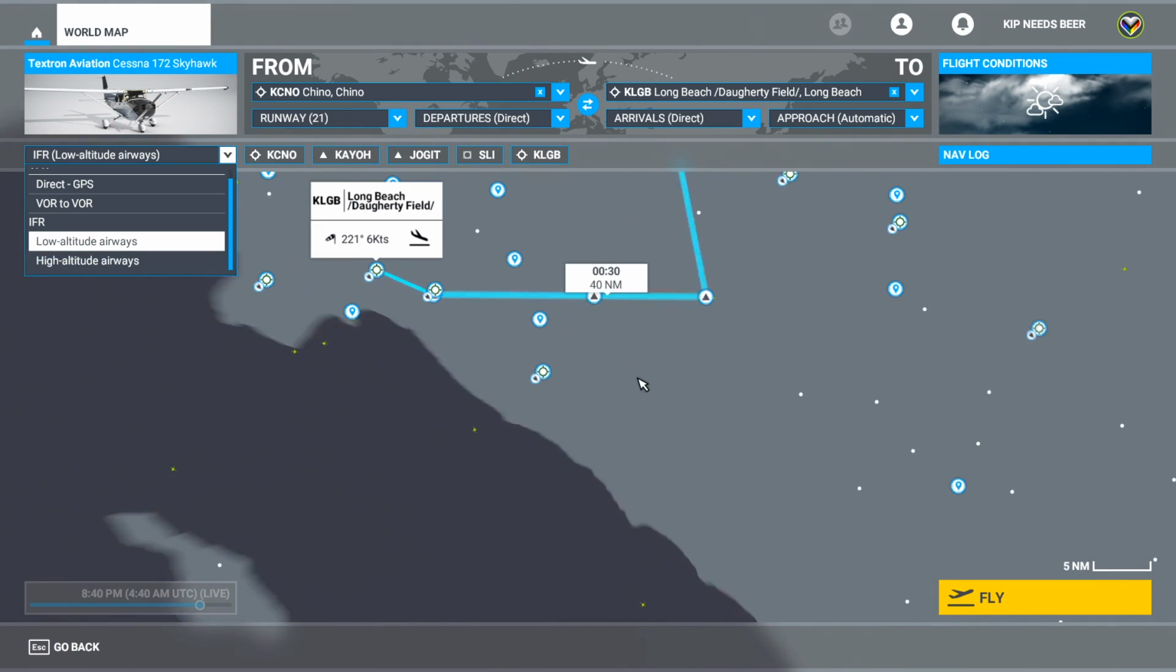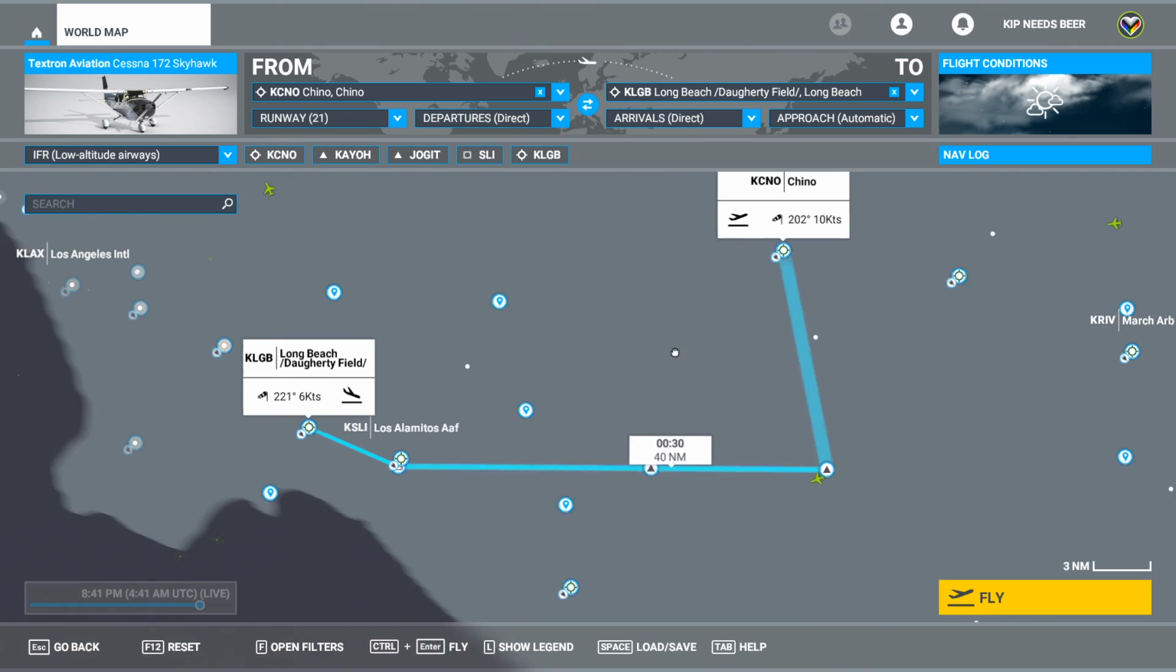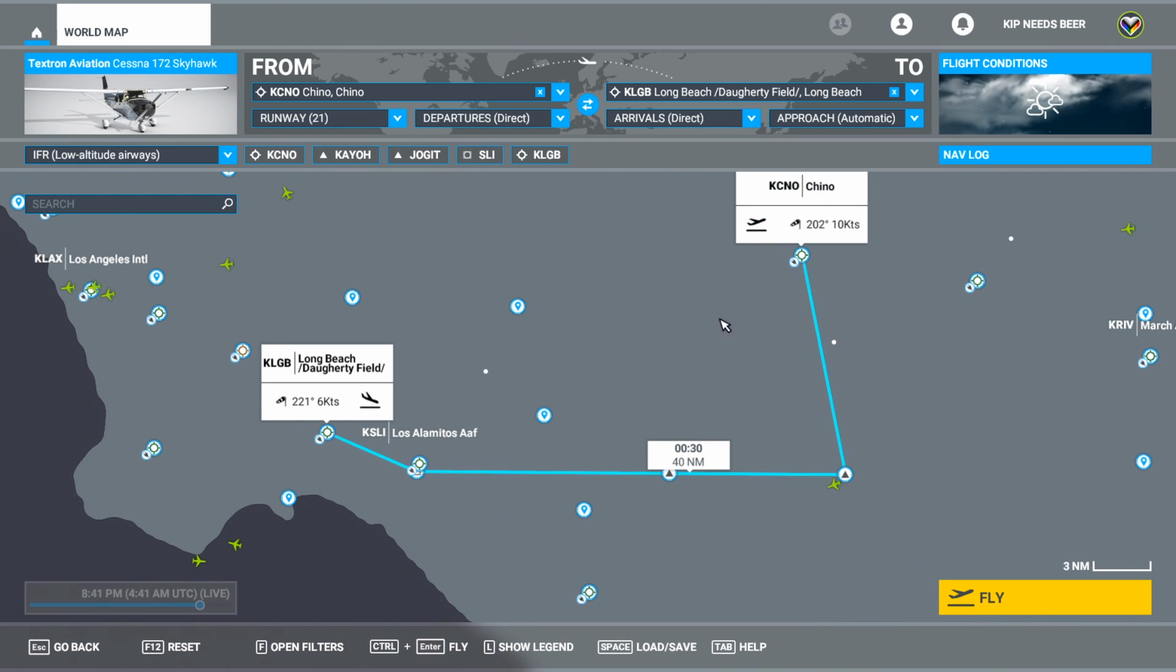So you can see now that I've chosen an IFR flight plan that it's automatically changed our plan to follow a few waypoints. So we have this one here, KO, Jog It, and SLI. Those are between our departure and arrival airports. And this is what I was talking about when I said that an IFR flight plan is very specific. These are using standardized waypoints, so we don't just go wherever we want. We're flying to specific waypoints, and air traffic control knows where we'll be at any moment.